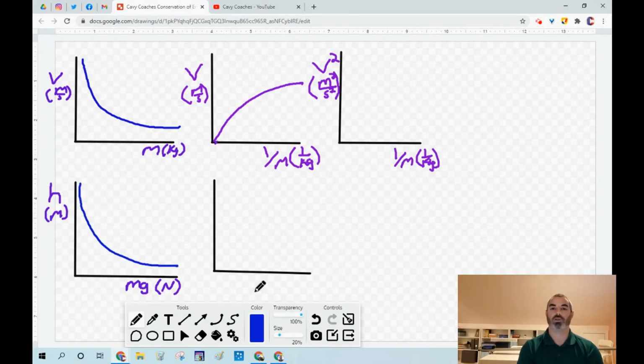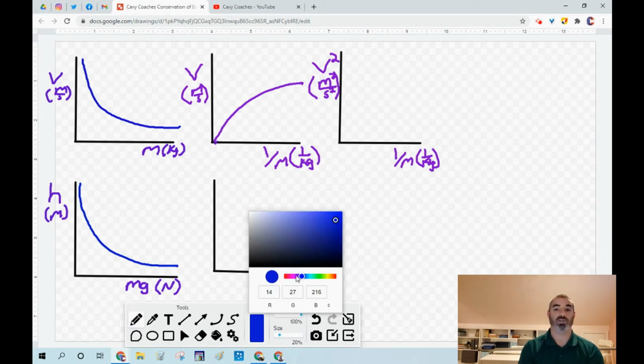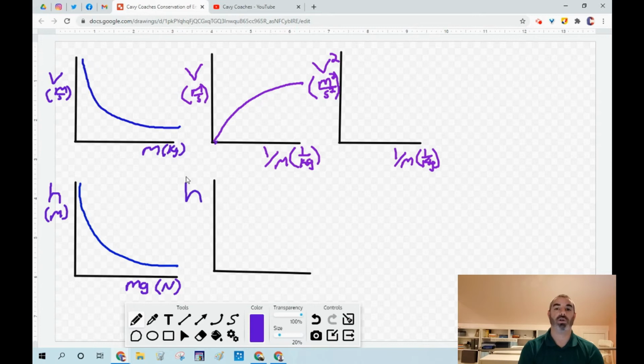So now we're going to create our graph of height versus weight, and we can see that it's an inverse relationship. And this one is a true inverse relationship. So we graph height versus 1 over weight, which then means we have to change the units from newtons to 1 over newtons. And this, for each of these graphs, is going to produce a straight line graph.